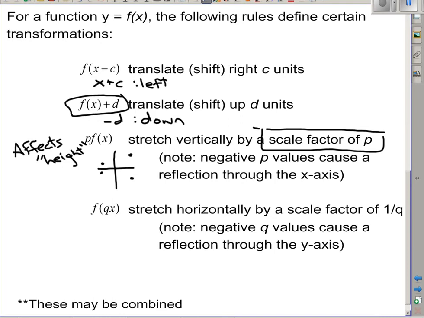f(qx), so if you just have your x variable multiplied by some number, produces a horizontal stretch by a factor of 1 over q, the reciprocal of q. So this affects the width. Again, it might seem strange because you might have a graph that goes forever to the left, forever to the right. A negative q is going to reflect your graph through the y-axis. So anything that was on the right will now show up on the left, or if it was on the left, it'll show up on the right.